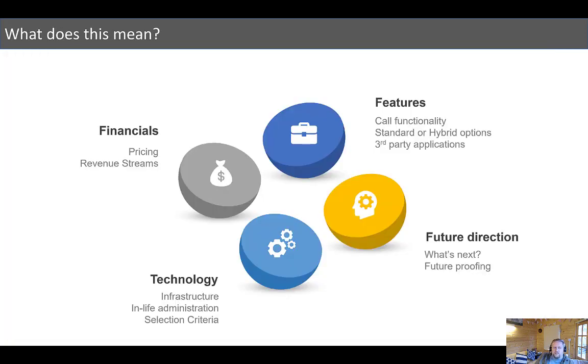So what does this mean? I've broken this down into 4 sections: financial, technology, features, and future direction. So as we said, in terms of financials, pricing wise, Microsoft calling plans are always a good option for those who are small businesses, maybe not wanting to have a relationship with an existing telecoms reseller, and they just want something quick and easy to get them working with PSTN related products inside Microsoft Teams.